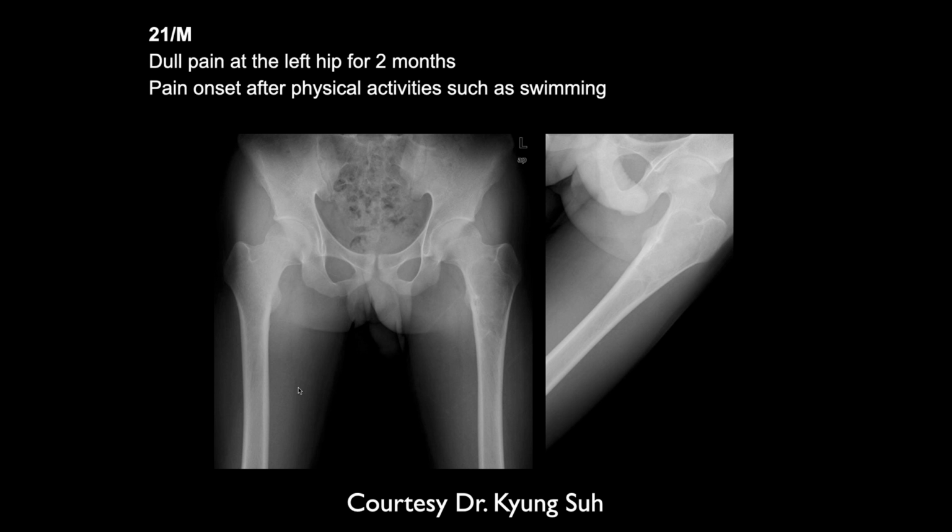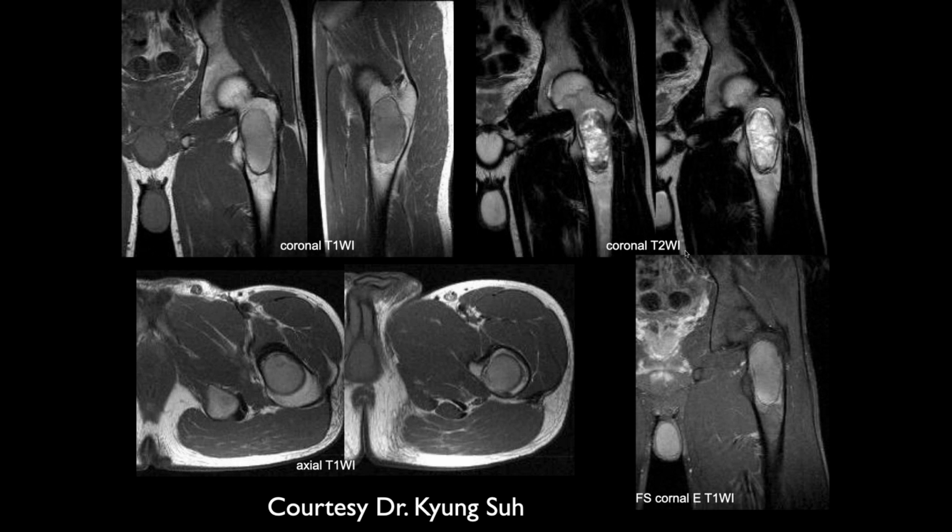One that looked exactly like that. 21-year-old male, dull pain, left hip for 2 months. Pain onset after physical activity such as swimming. So we have this lytic lesion with somewhat maybe kind of scalloped margins involving that intertrochanteric and subtrochanteric region of the left femur. I don't think there's any cortical disruption, at least not based on that.